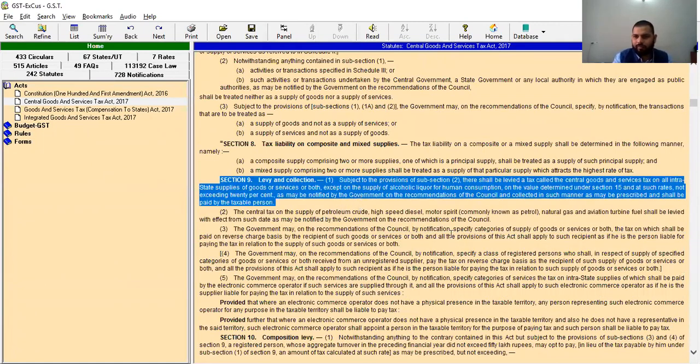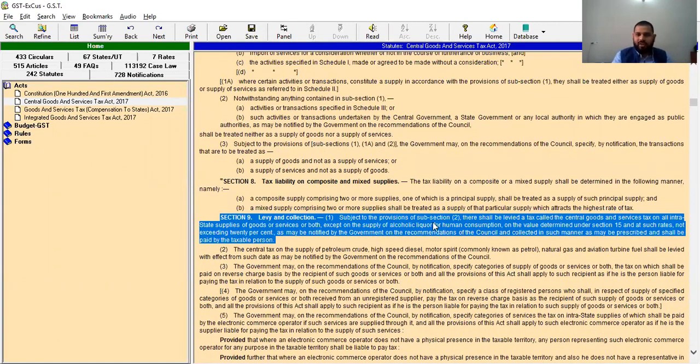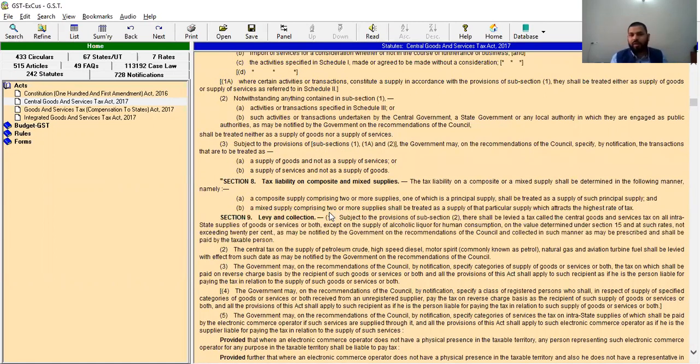No. Great. Section 9, levy and collection. Mind it, we are referring to the CGST Act. It says, subsection 1, subject to the provision of subsection 2, there shall be levied a tax called Central Goods and Services Tax on all intra-state supplies of goods or services, or both. We'll come to the exception in a moment, but the subject matter, as it becomes clear from the reading, is all intra-state supplies of goods or services, or both.